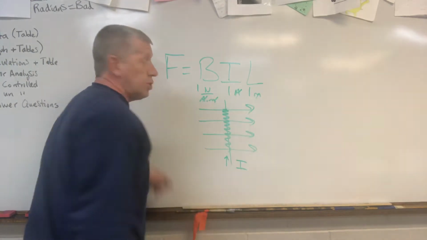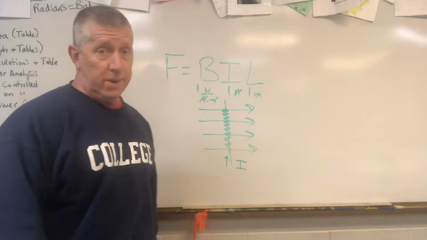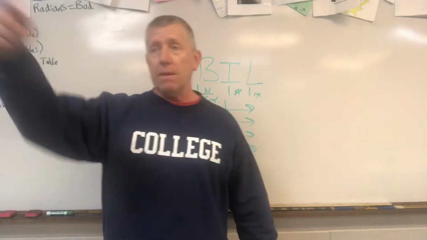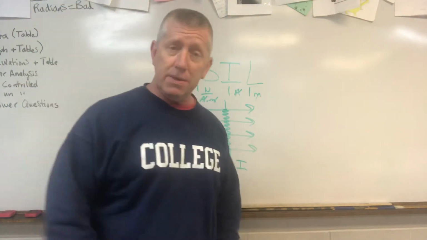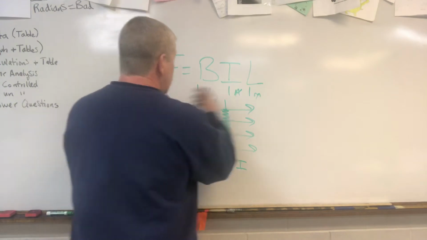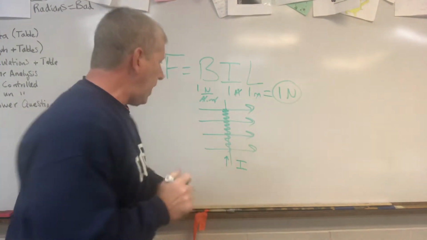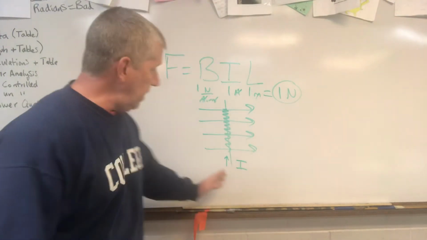Now let's do the math, kids. Come on, you can do this without a calculator, I hope. 1 times 1 times 1, anyone? Billy. 1. Very good. See, Billy, he's still hanging in there, even though we said F Bill.